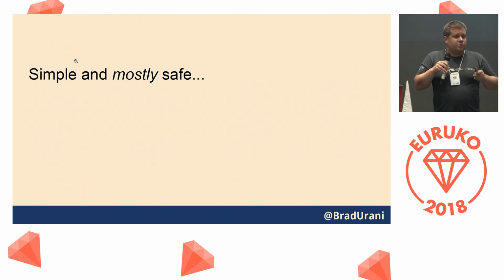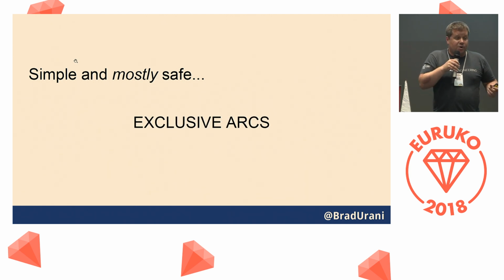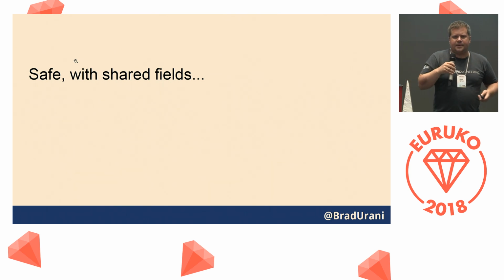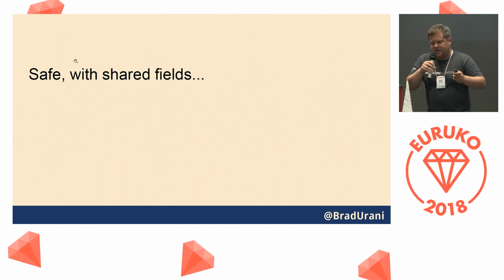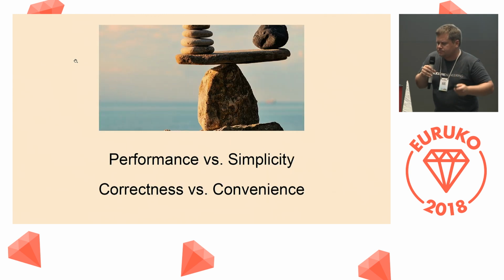What if that doesn't work for us? What if we want our referential integrity? We want our foreign key constraints, and we have relatively few parents. Exclusive arcs works really well. That's the one where you have a foreign key for each of the different parent types. If we've got a lot of shared fields, a lot of functionality we want to encapsulate that's common to our parent tables, and we want good foreign key constraints, base parent table works really well. That's like the commentable example.